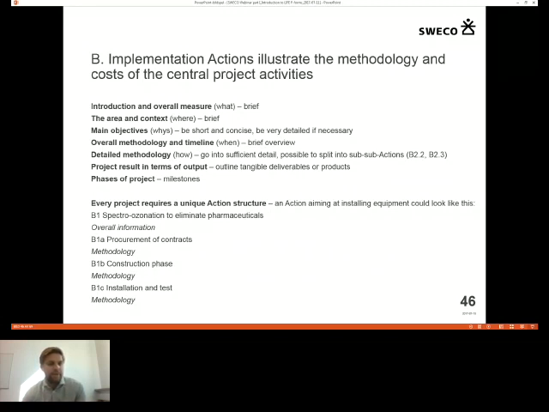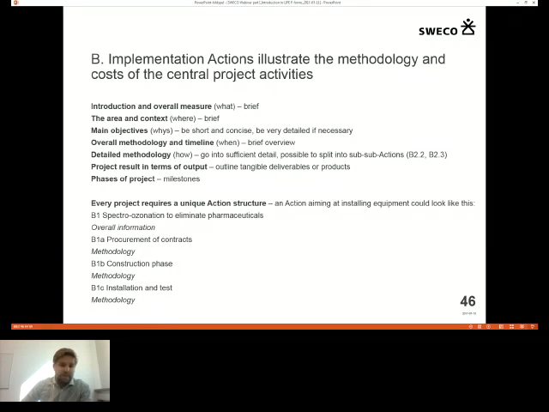And first of all, we describe the overall information, and this would be the introduction of the measures, the area and the context, the main objectives, as well as the timeline. We'll explain this first under B1, the overall information, and then we will go into detail with the detailed methodology. So we would call it, for example, B1A, or B1.1. You can put this yourself because this will be included simply in this open text field. You're not registering the different sub actions in any specific way, but it creates a good structure.